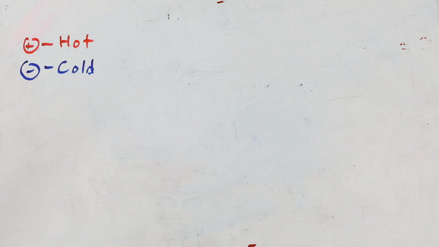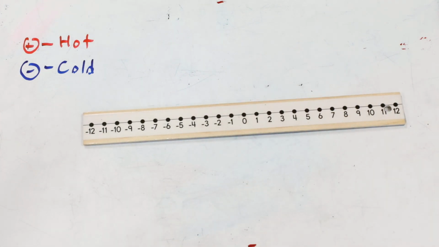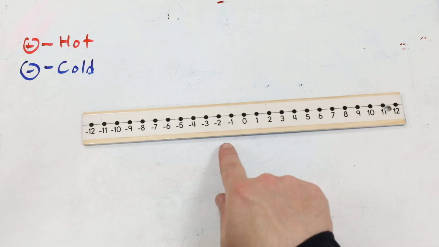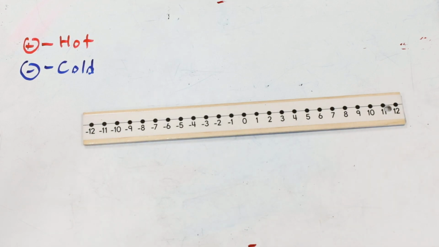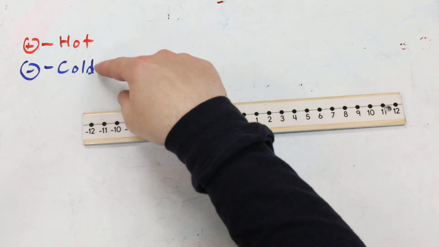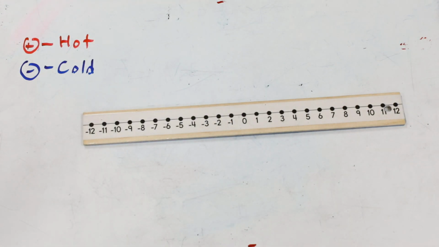All right, and finally, we're going to be answering adding integer questions, but we're going to be using a number line. And we're going to keep a lot of the same concepts we used in previous lessons, and they're going to really help us out while we're using the number line. So my number line I have here goes from -12 to +12. And what we have to remember from previous lessons is that a positive integer is hot, or adding heat, and a negative integer is cold.